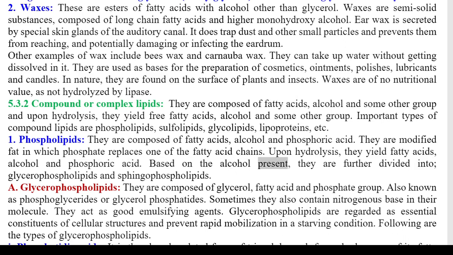Based on the alcohol present, they are further divided into glycerophospholipids and sphingophospholipids. A. Glycerophospholipids. They are composed of glycerol, fatty acid, and phosphate group. Also known as phosphoglycerides or glycerol phosphatides. Sometimes they also contain nitrogenous base in their molecule. They act as good emulsifying agents. Glycerophospholipids are regarded as essential constituents of cellular structures and prevent rapid mobilization in a starving condition. Following are the types of glycerophospholipids.